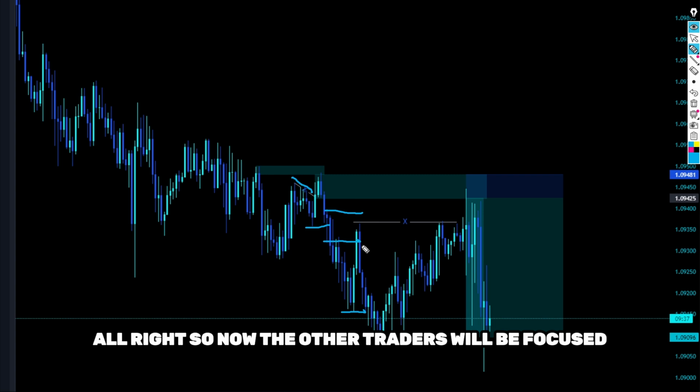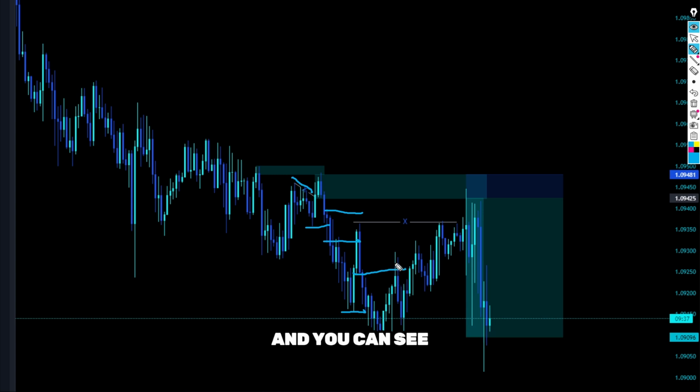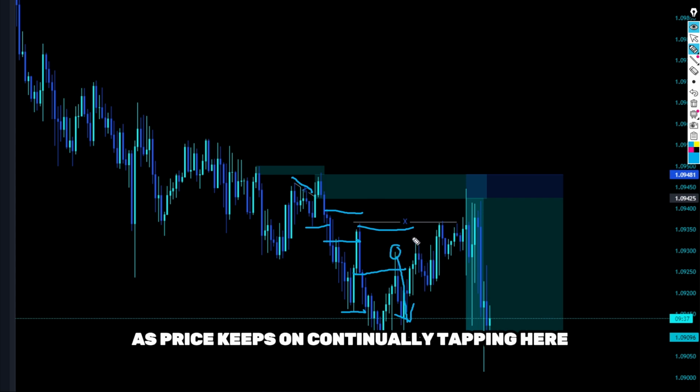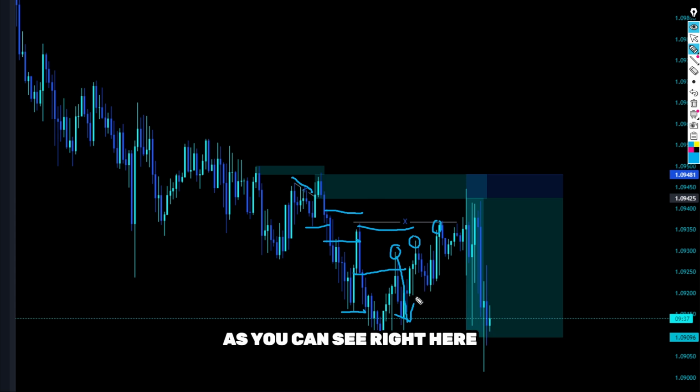All right, so now the other traders will be focused on looking for order blocks within here, so they'll be focused on this zone right over here, and you can see how price reacts off of it. So then again, you can see that inducement, how it induced people to sell, right? But now you see what happens as price keeps on continually tapping here. It is accumulating liquidity, and is also accumulating liquidity on the downside. You can see right here.